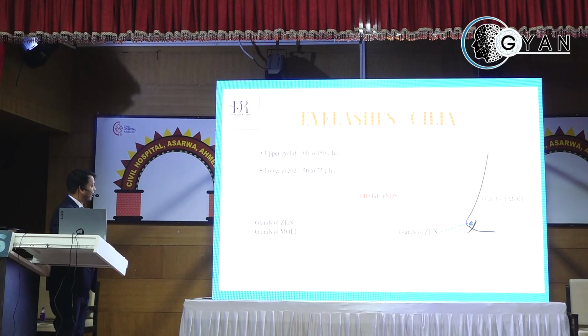In the skin we have eyelashes, and in the upper eyelid we have 100 to 150 eyelashes. In the lower eyelid we have 50 to 70 eyelashes. Again, in the lid glands we have two types of glands: the glands of Zeis, which are sebaceous glands, and the glands of Moll, which are sweat glands, present in between the eyelashes. The inflammation of these glands is called a stye of the eyelid.